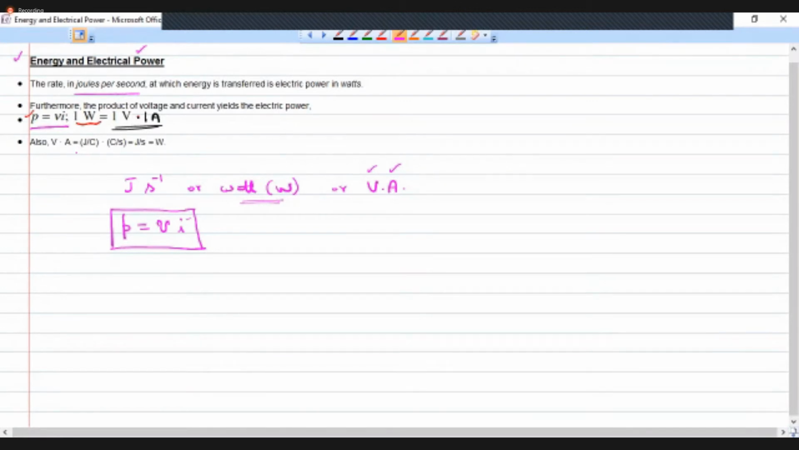Another unit is joules per second. So we have already defined 1 volt as the amount of work done per coulomb. Okay. So 1 volt is nothing but 1 joule per coulomb, and we have defined ampere as number of coulombs per second, right? So it is 1 coulomb per second. So we can write the unit joules per second as the unit of power by multiplying these two quantities.